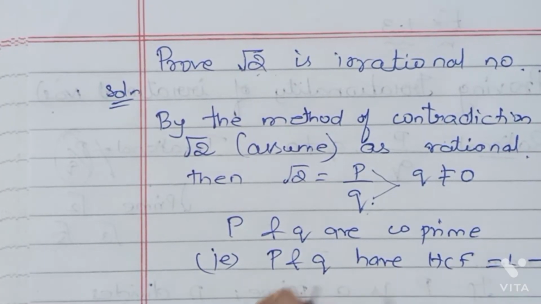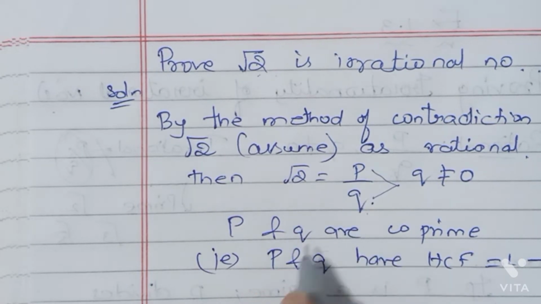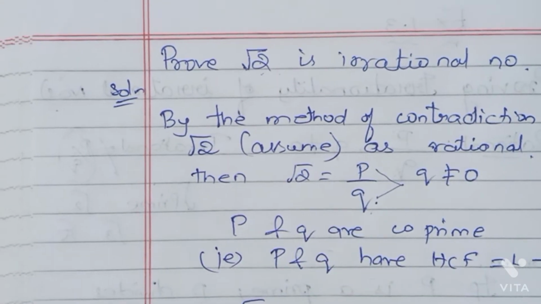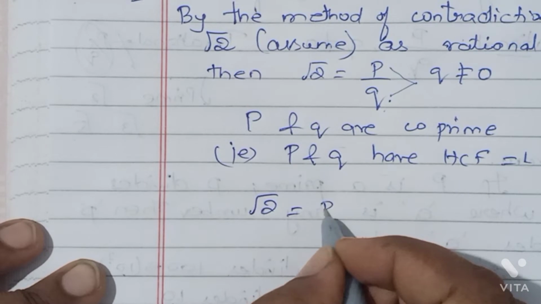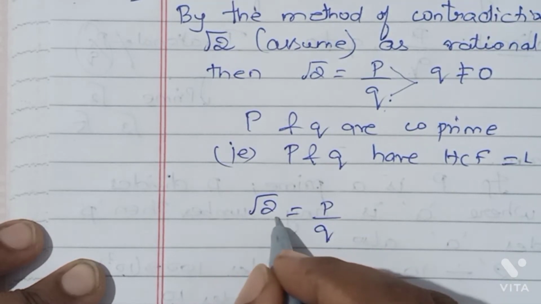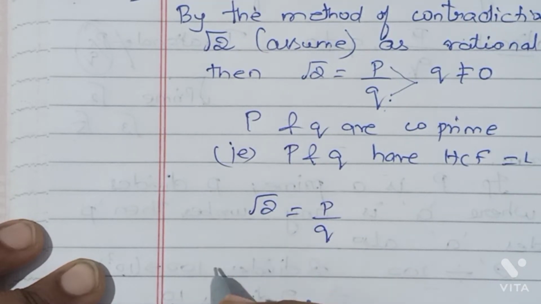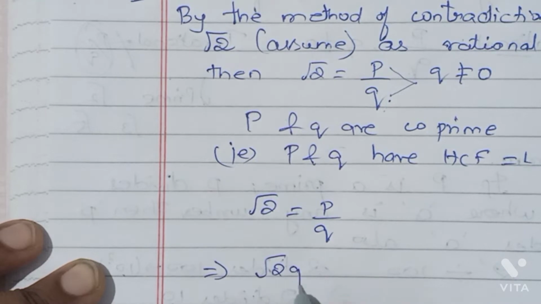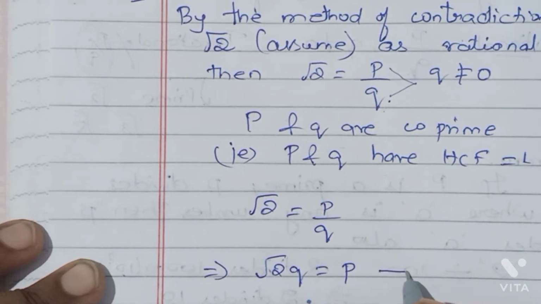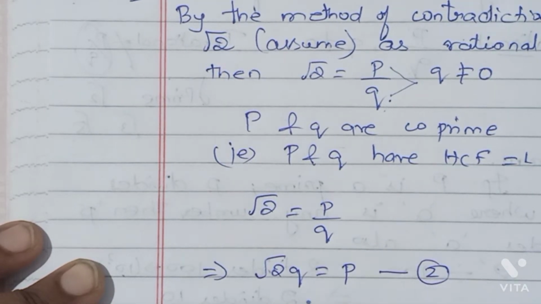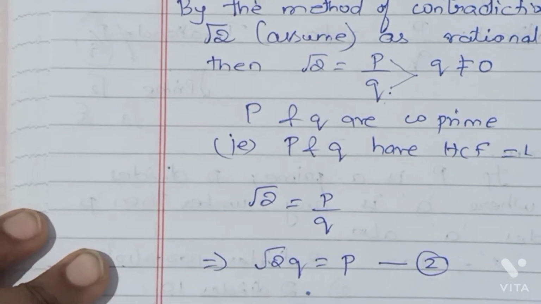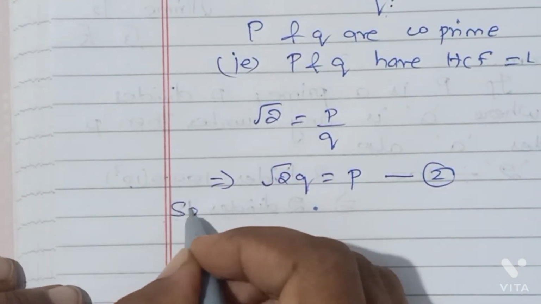Now I have root 2 equal to p divided by q. I am just going to cross multiply this. So when I cross multiply, we get root 2 q equal to p. Mark this as equation 2. Now squaring on both sides.